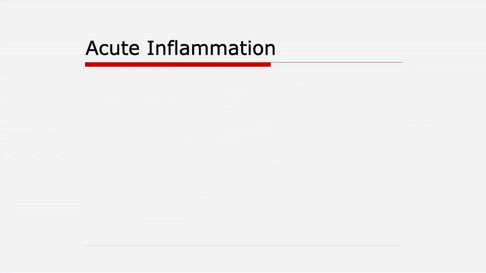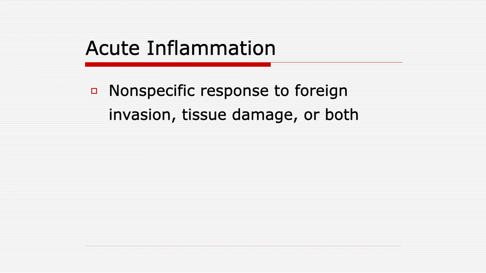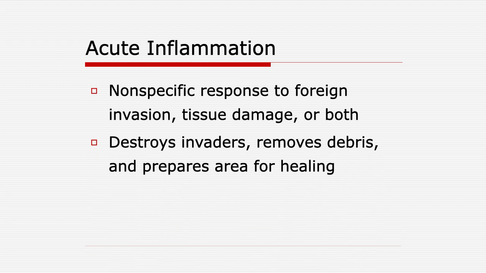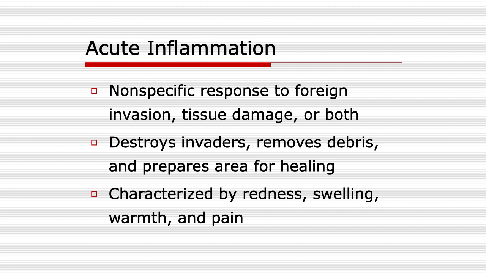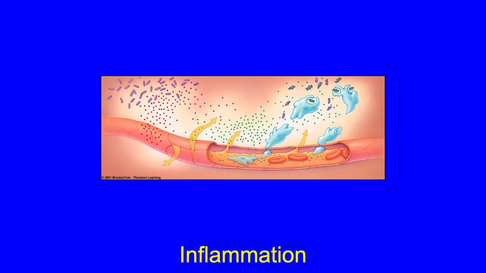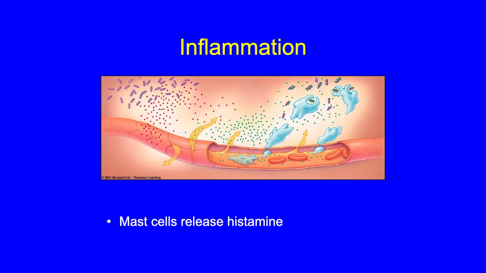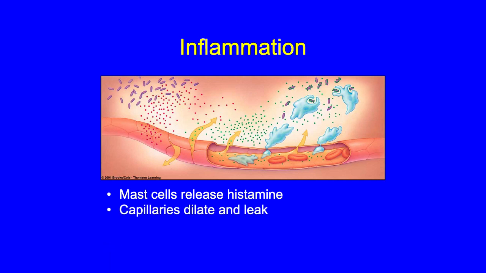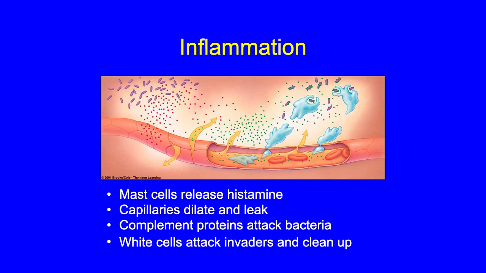So acute inflammation: a non-specific response to foreign invasion, tissue damage, or both. It destroys invaders, removes debris, and prepares the area for healing, and is characterized by redness, swelling, warmth, and pain. Okay, so we see inflammation occur depending on what has happened. So you could have some kind of infection, you have acute inflammation, and that helps, all right, destroy the invaders. So we see inflammation here. Mast cells release histamine. Capillaries dilate and leak. Complement proteins attack bacteria. And lastly, white cells attack invaders and clean everything up. So that's what inflammation does.